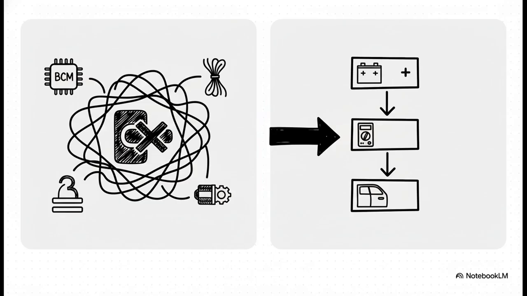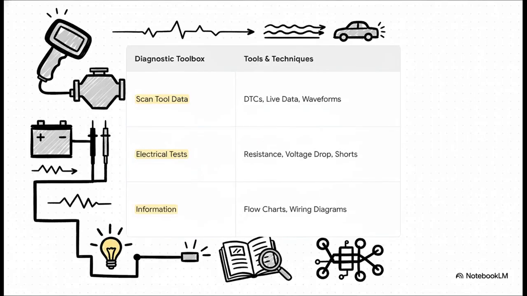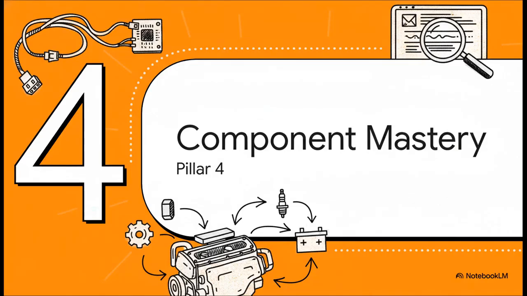The very first step, always, is a structured test plan. And that plan is built using your whole diagnostic toolbox. You're using a scan tool, sure, but you're not just pulling codes. You're digging into live data streams and waveforms to see what the car is actually doing. You're doing real electrical tests, voltage drops, resistance checks, hunting for opens and shorts. And most importantly, you're arming yourself with information, the manufacturer's wiring diagrams and flowcharts that give you a logical roadmap to find the fault.